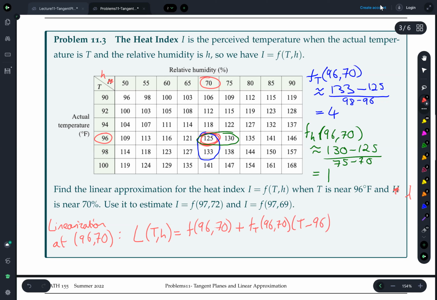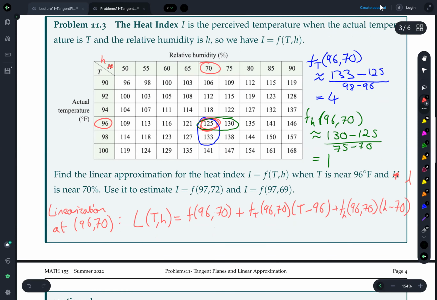So we're starting with a temperature of 96. We do t minus 96 plus, same in the humidity direction. So our partial derivative approximation with respect to humidity at 96, 70 times by h minus 70. Okay, that's all our linear approximation is here. Does anyone have any questions about where that came from? Oh, okay, good.